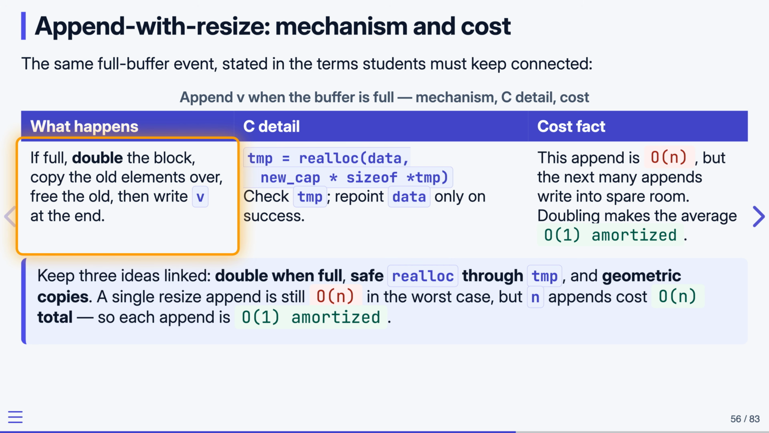First, what happens? If the buffer is full, we double the block. We copy the old elements over. We free the old block. Then we write the new value at the end.